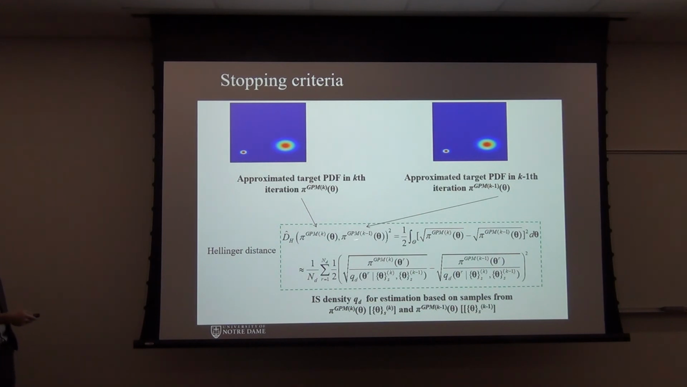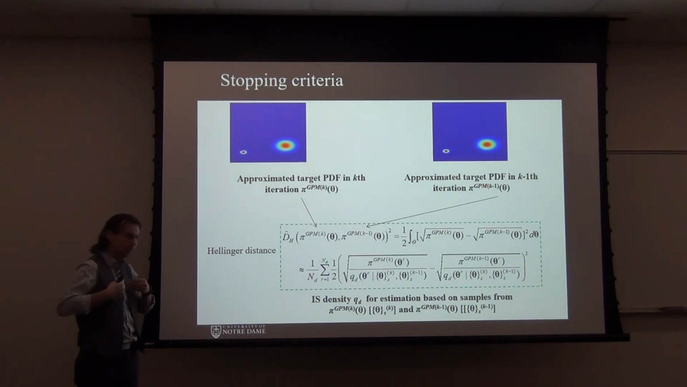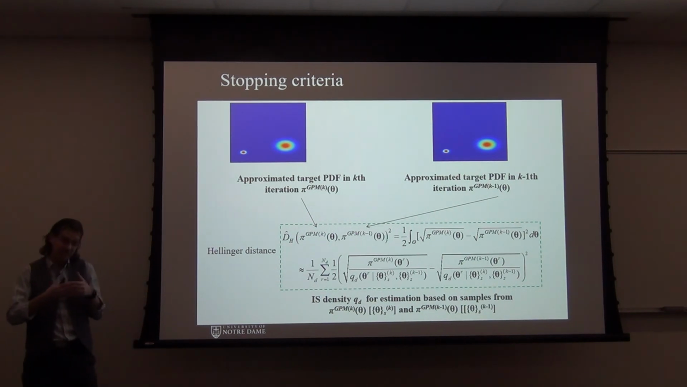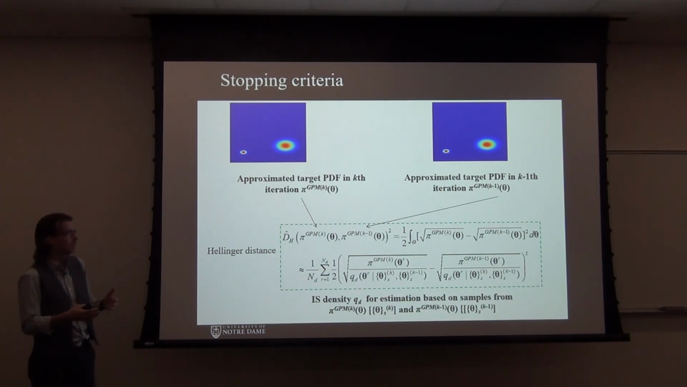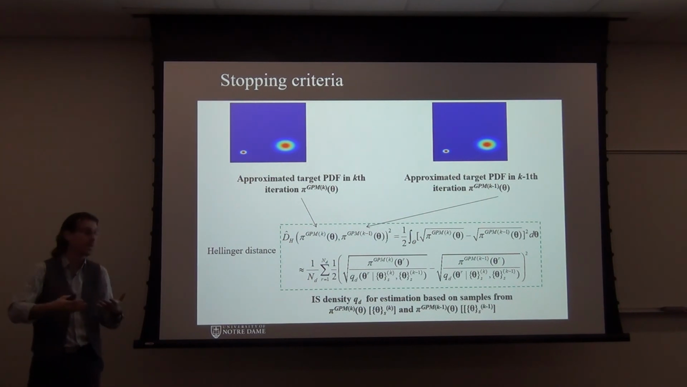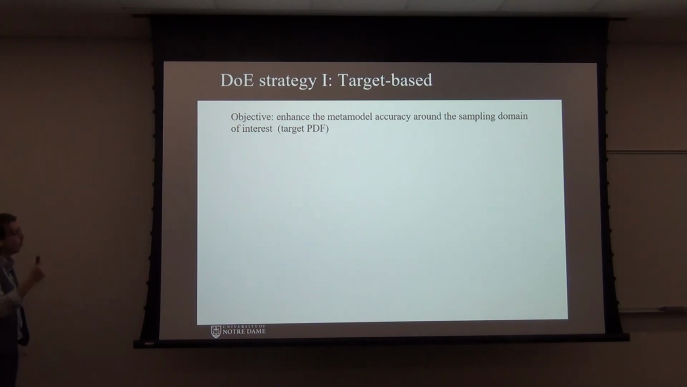So if the Hellinger distance is high, significantly greater than 0, it means that those two densities are not close enough. So refining the meta model has really given you very different samples than what you previously had. So it's a good idea to repeat the process into the next iteration.